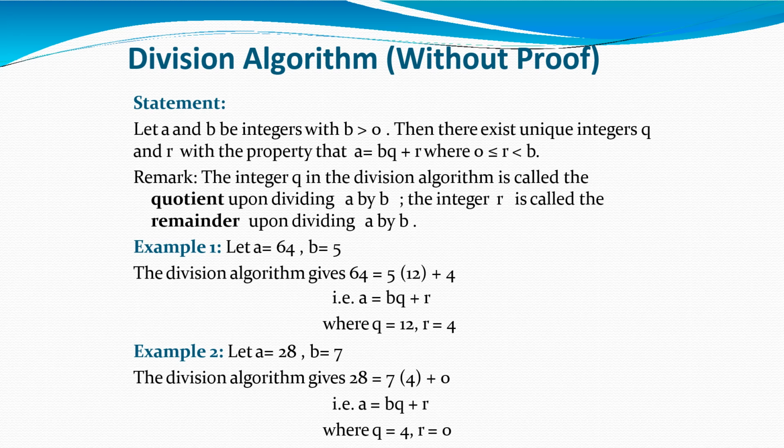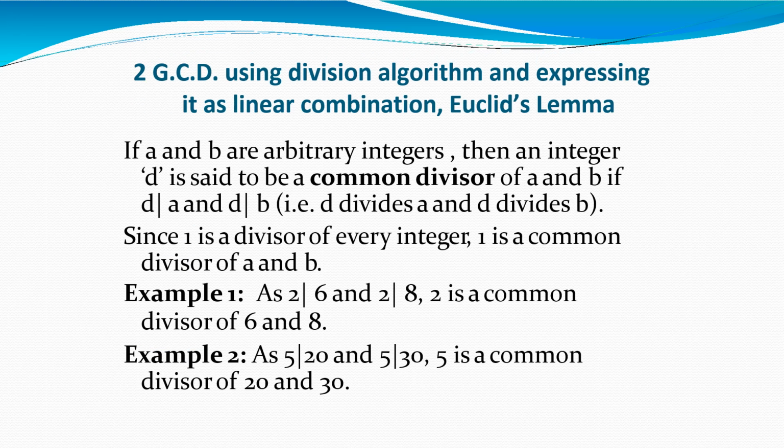Similarly, consider a equal to 28 and b equal to 7. So if you divide 28 by 7, then we get 4 as the quotient and 0 as the remainder. So we can write 28 is equal to 7 into 4 plus 0. That means we can express a equal to bq plus r, where a is 28, b is 7, q is 4 and r is equal to 0. So this is the division algorithm.